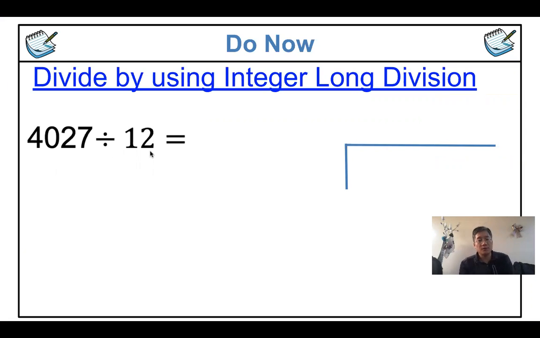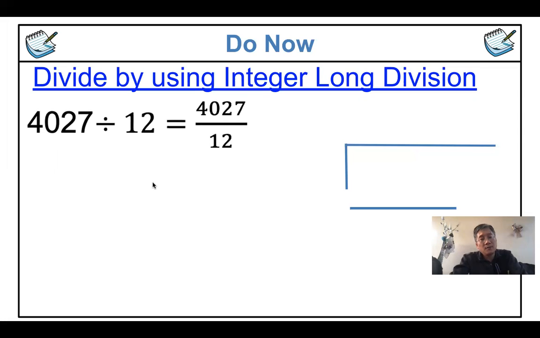I believe you know how to do this, right? You learned it in elementary school. All right, let's go over it together. If you divide 4027 by 12, it's the same as 4027 over 12. So this is a division bracket. Then how do you put the numbers? Where does 4027 go? Here inside, right? The dividend. How about the 12? The divisor goes here. So you put the 4027 and 12 here.